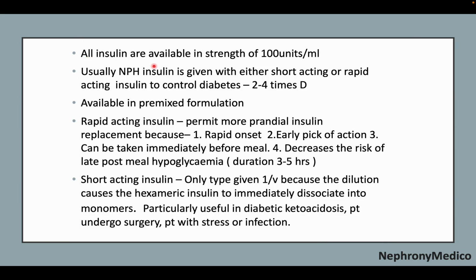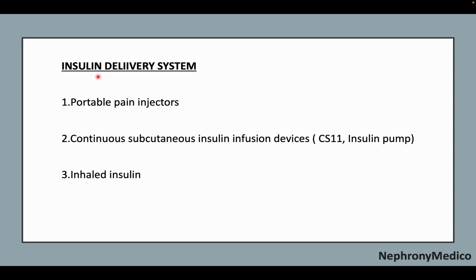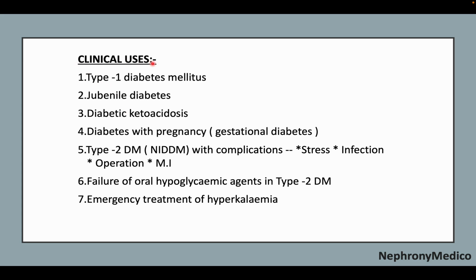All insulins are available in the strength of 100 units per milliliter and available in premixed formulation. Insulin delivery systems may be portable pen injectors, continuous subcutaneous insulin infusion devices, and inhalation of insulin. Clinical uses include type 1 diabetes mellitus, juvenile diabetes, diabetic ketoacidosis, diabetes with pregnancy, type 2 diabetes with complications, failure of oral hypoglycemic agents in type 2 diabetes, and emergency treatment of hyperkalemia.